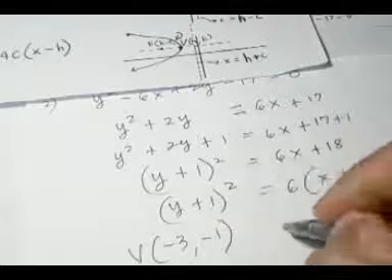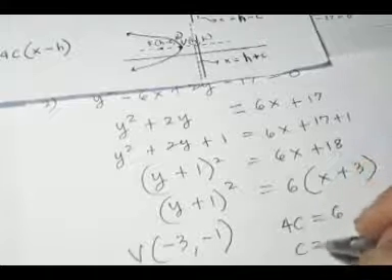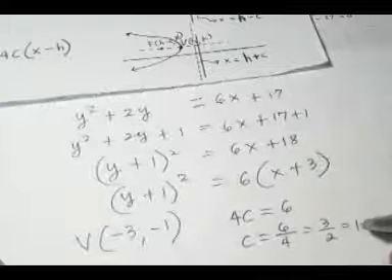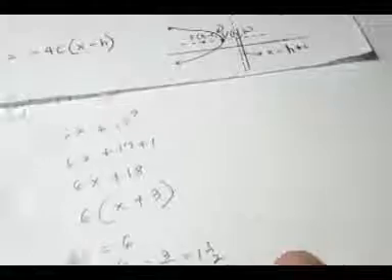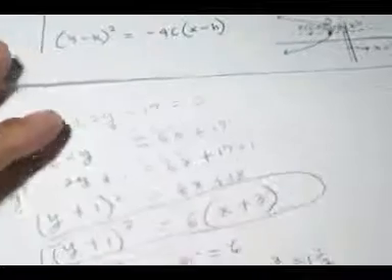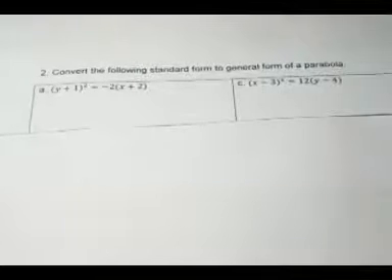And c, let us determine c. 4c equals 6. So c equals 6 over 4, or 3 halves, or 1 and 1 half. Okay. So the question is asking only for the standard form of the parabola. So we are up to this point only. Standard form. Next problem. Convert the following standard form to general form of a parabola.